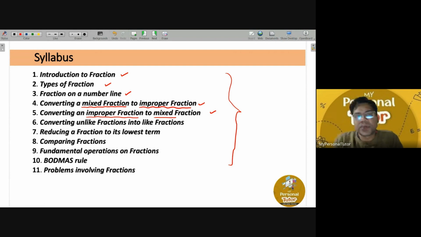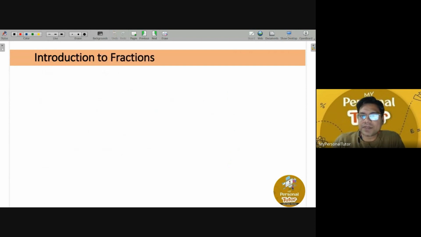Sure, then let's start with what fractions are first of all. Any idea? All right. So a fraction means a part of a whole. What we say is that a fraction is nothing but a part of a whole. This part can be one part or more than one part.